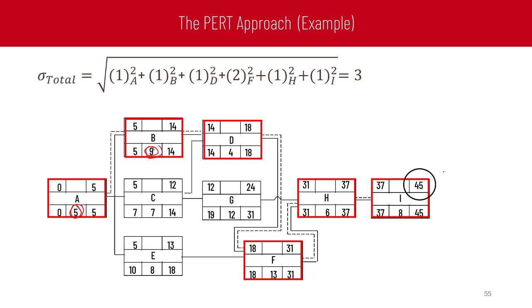The overall expected time of this project is 45 days, and when we want to calculate the standard deviation of this calculation, we obtain the square root of the variance of the critical activities only. The critical activities are A, B, D, F, H, and I. Calculating all these, we get a standard deviation for the whole project of 3.